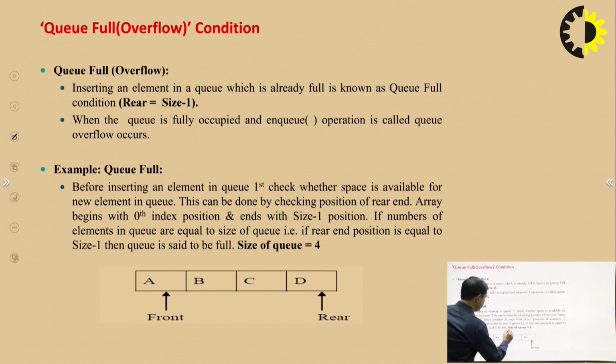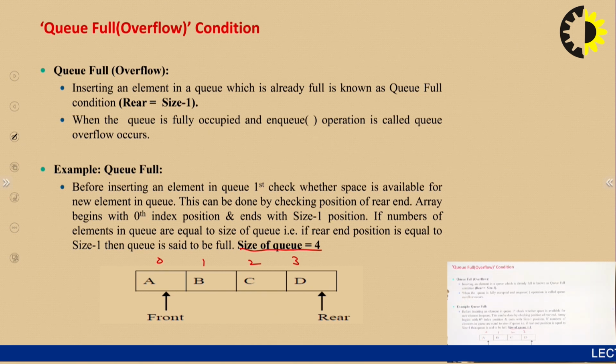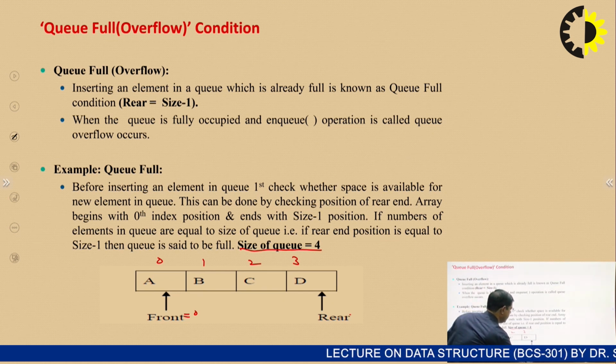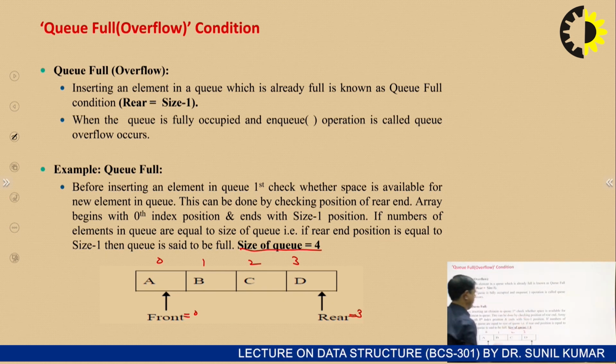For example, the size of the queue is 4. Then these are the indices, for example, 0, 1, 2 and 3. The size is 4. Now here the array is already fully occupied, so no further element can be inserted. Here the value of front is 0 and rear is 3.